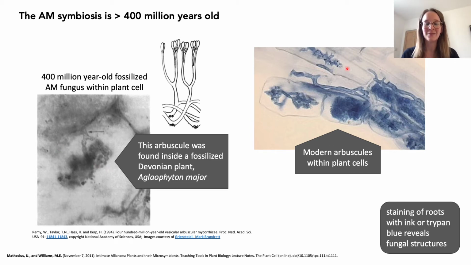In this case, for the modern arbuscules, what we can do is stain the roots with either ink or trypan blue. And that will allow us to visualize these fungal hyphae, because by naked eye, they're not actually visible. So we first have to stain them, and that's one of the experiments that you're going to do as part of this course as well.